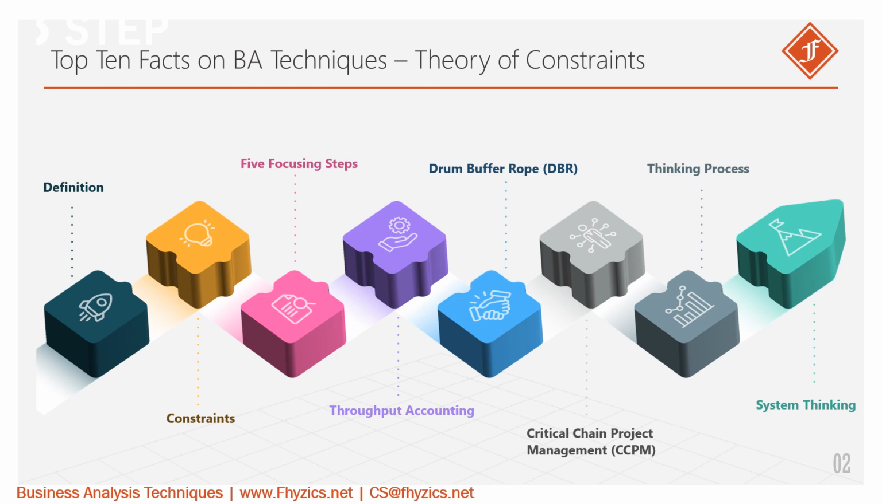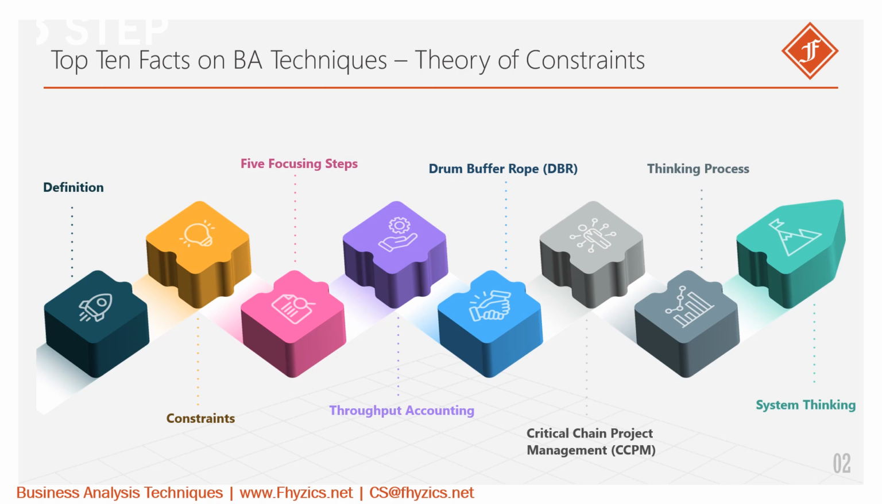Thinking processes. TOC uses various tools and techniques called thinking processes to analyze and solve problems. These include the Current Reality Tree, CRT, the Evaporating Cloud, EC, the Future Reality Tree, FRT, and the Prerequisite Tree, PRT, among others. These tools help in identifying and resolving conflicts and constraints in a systematic manner.